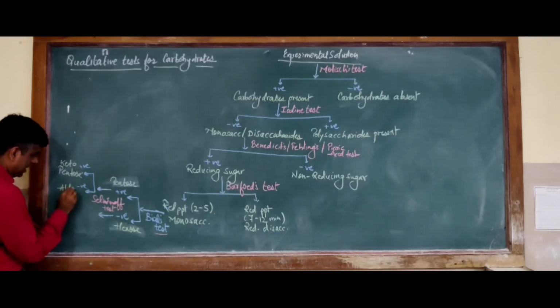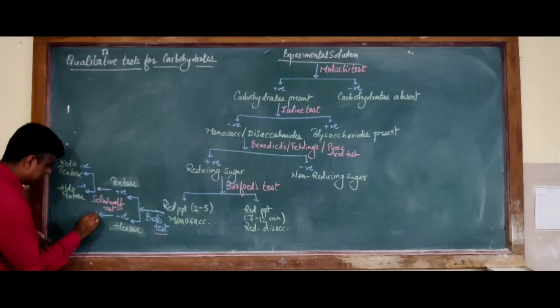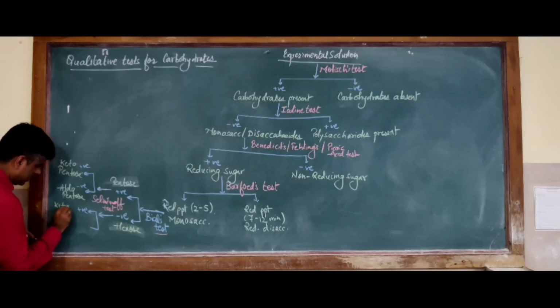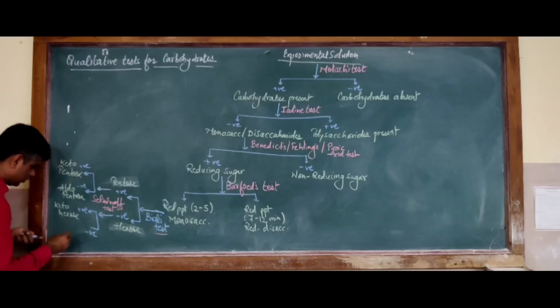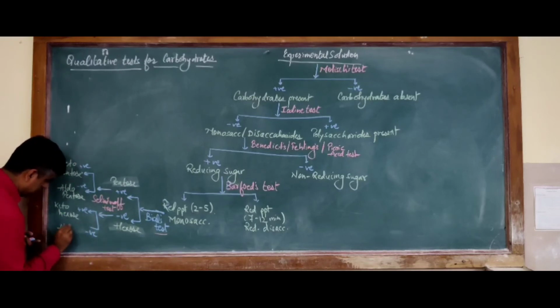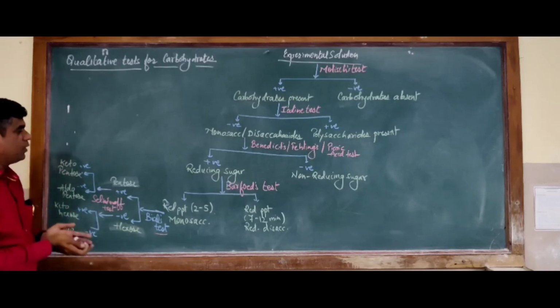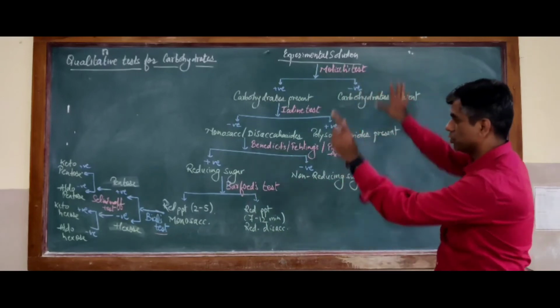contains an aldopentose, right? Similarly, here, if I get this particular test positive, then I'll say that it contains a ketohexose, and if I get this test negative, then I'll say that it contains an aldohexose, right? So this is how I come to a conclusion about which kind of sugar is present in the given sample. So this would be a series.